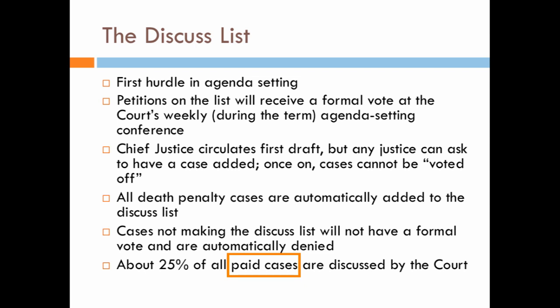Any case that doesn't even clear that first hurdle of making it on the discuss list is summarily denied, right? They aren't going to talk about it. It's simply just denied review. Before the implementation of the discuss list in the early 1970s, the court used the dead list, where they just listed the cases they didn't want to talk about and they talked about everything else. So it's this inverse process happening here.